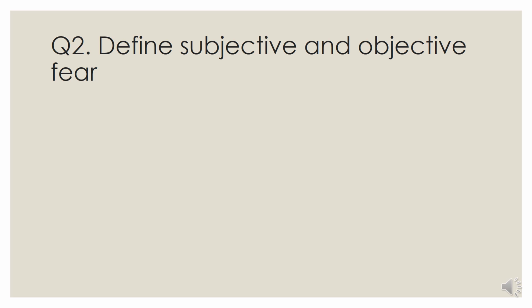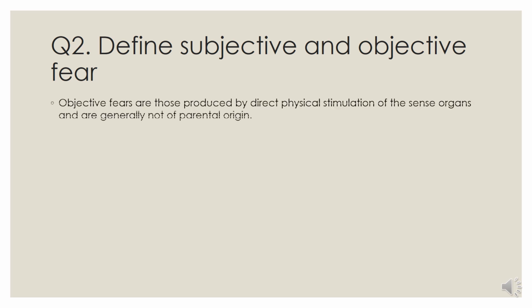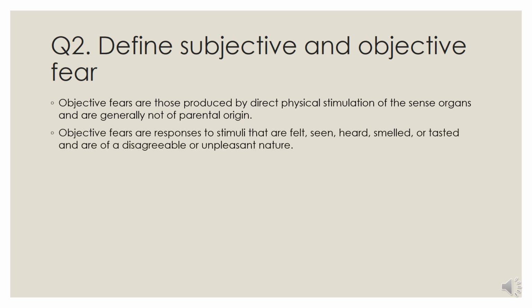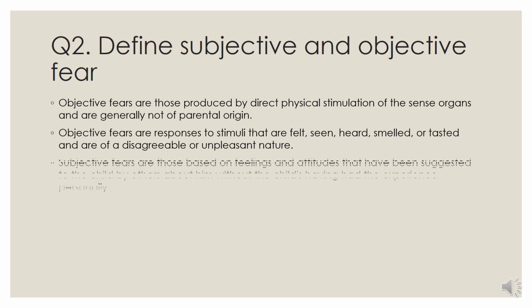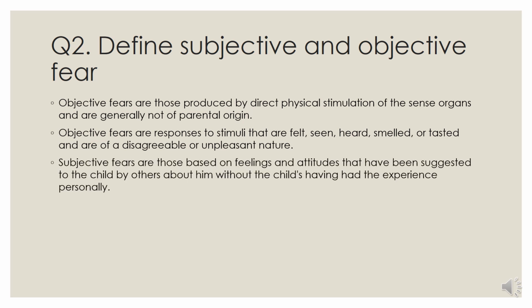Two is define subjective and objective fear. Objective fears are those produced by direct physical stimulation of the sense organs and are generally not of parental origin. They are responses to stimuli that are felt, seen, heard, smelled, or tasted and are of a disagreeable or unpleasant nature. Subjective fears are those based on feelings and attitudes that have been suggested to the child by others about him without the child having had the experience personally.